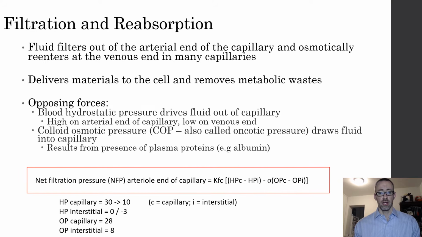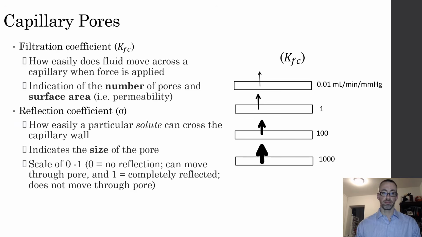Here, what I want to point out is that in the red box you can see the net filtration pressure of the arterial end of the capillary. You'll notice the hydrostatic pressure of the capillary, the hydrostatic pressure of the interstitial space, the oncotic pressure of the capillary, and the oncotic pressure of the interstitial space. So again, it's the calculation that I just did for you. The only difference you might note is that there are some modifiers here. You see this KFC and the sigma sign. These are modifying the equation, so let me explain that.